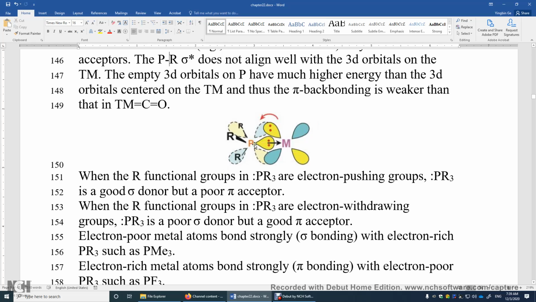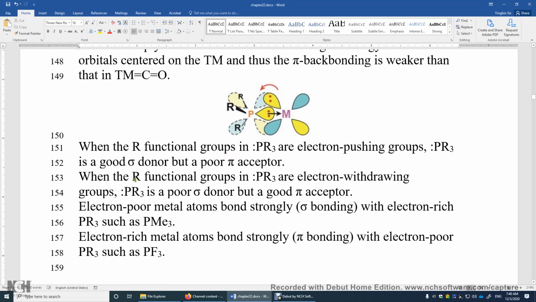We can somehow make this P a better pi acceptor, but then the sigma bond will be weaker. I'll talk about this. Over here, this P is bonded to three R functional groups, and we can design the structure by changing the ligands. When these R functional groups are electron pushing groups, for example, methyl groups or cyclohexyl groups, then this PR3 can become a good sigma donor due to these electron pushing functional groups. But at the same time, the phosphorus will become a poorer pi acceptor. Also, we can change the three R groups to electron withdrawing functional groups. In that case, this PR3 becomes a poorer sigma donor, but a better pi acceptor.